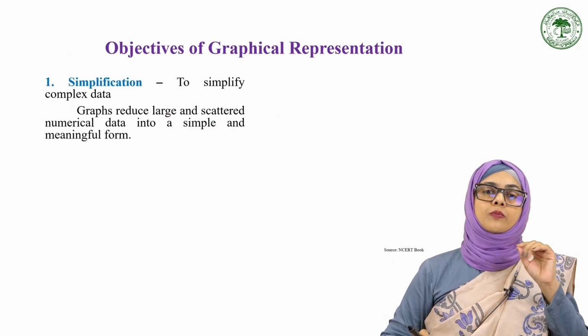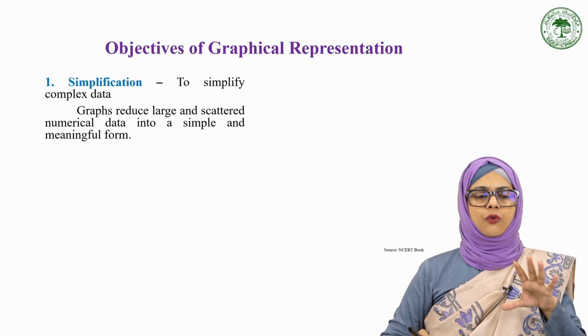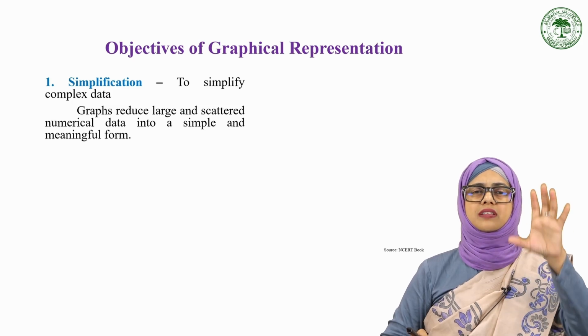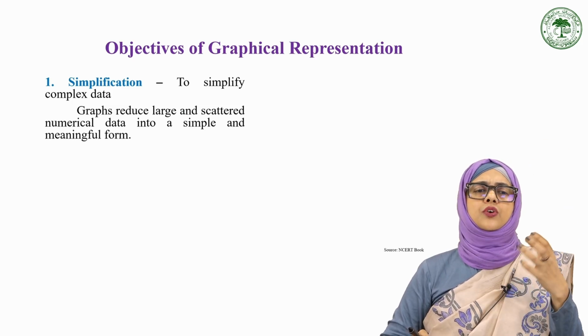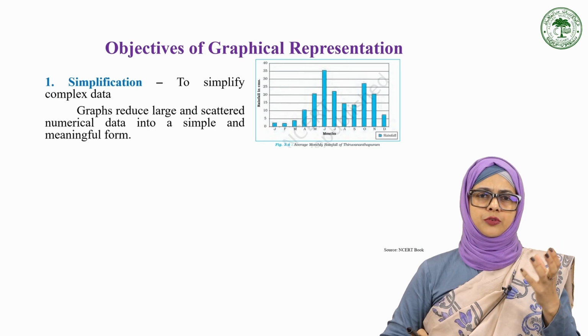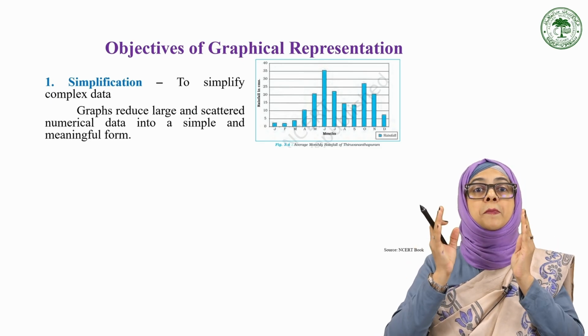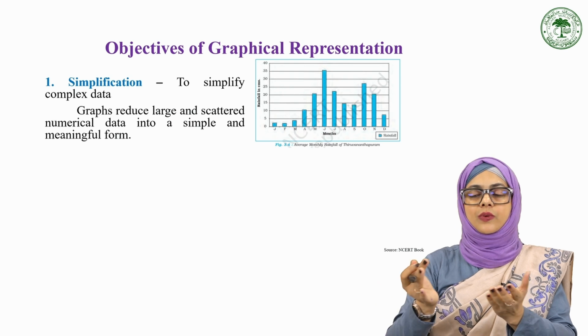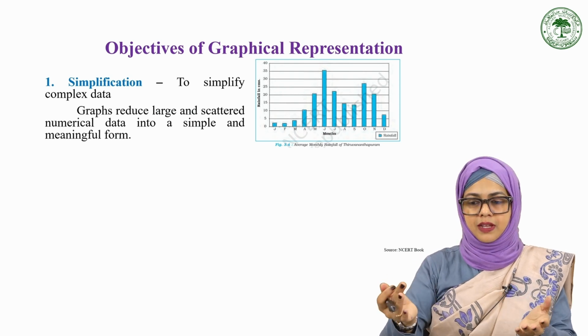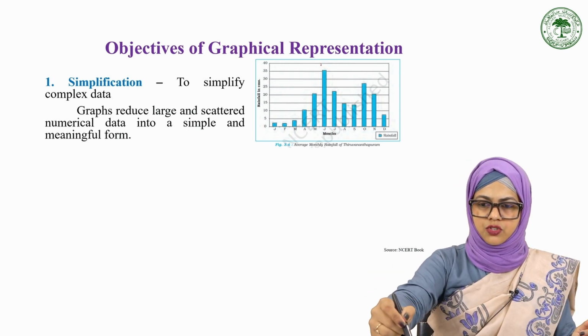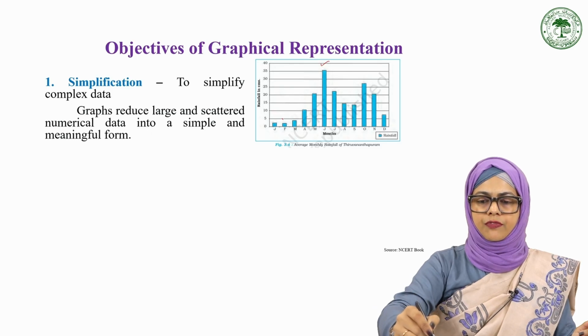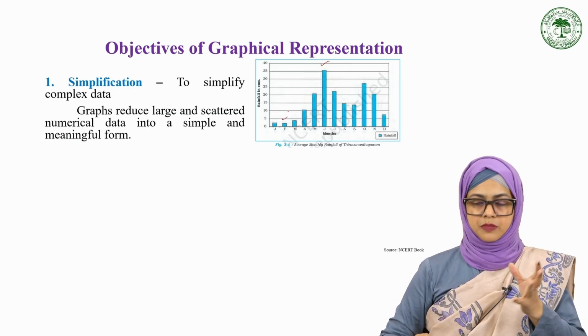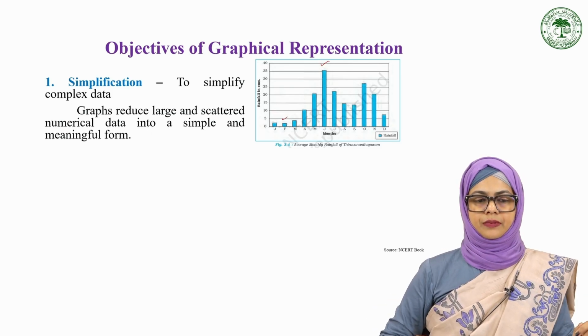If you look into the objectives of graphical representation, first of course is simplification. To simplify such complex, detailed data, you're reducing large scattered numerical data into a simple, meaningful form, which is understandable and self-explanatory, and anybody can look at it. Yes, June has the highest rainfall and the least is in Feb, just by looking at the graph.